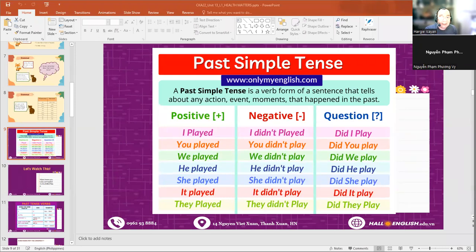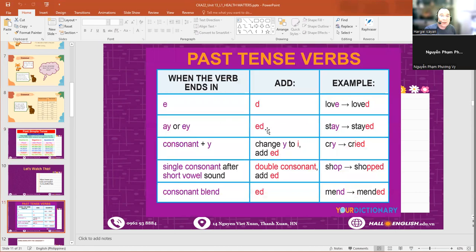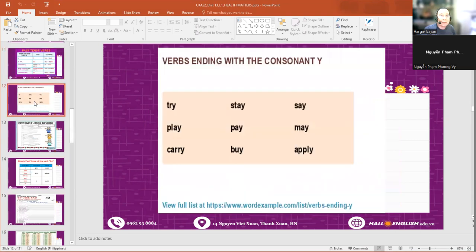If we are doing the negative. Now, what about in asking questions? So we can say, did I play? Did you play? Did we play? Did he play? Okay, again, the same. We have to use did, and after that, the subject, and after that, the base form of the verb. Okay. Next. So these are how to form the past tense of the verbs under the regular verbs. We don't need to do that one again because we did that already.